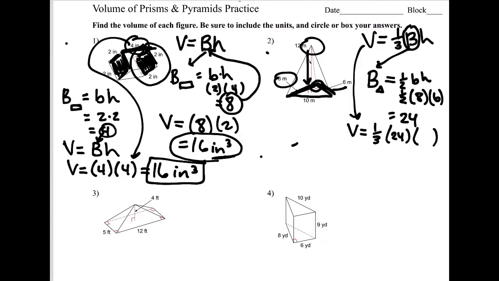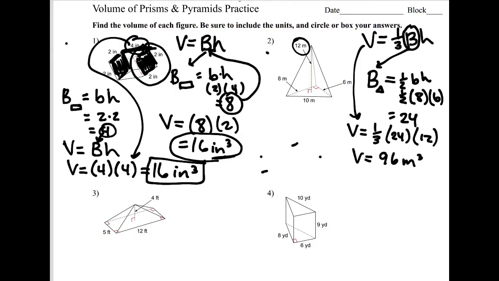Now if we look at the height of the pyramid, I'm going to erase some of this so I could see. All right, my height of my pyramid is 12. So that's how tall the pyramid is. So I can go ahead and put the 12 in there. And now if I actually calculate that, I get that the volume equals 96, and my units are meters cubed. So that is my final answer for the volume of the pyramid.